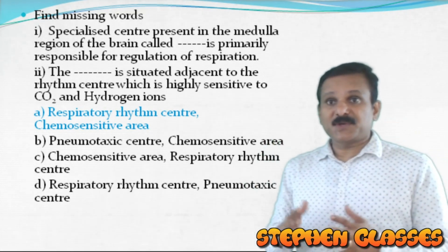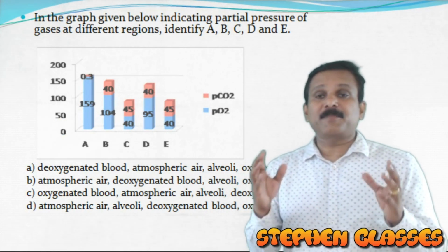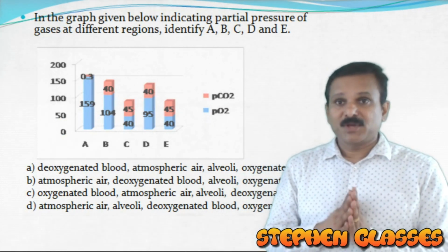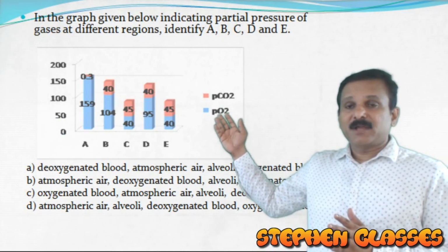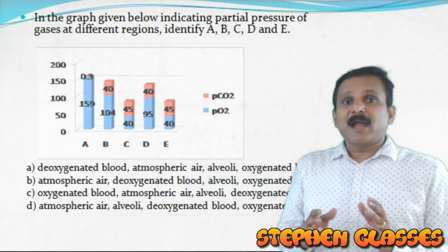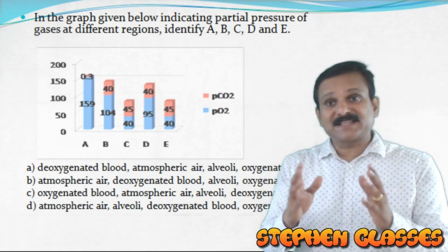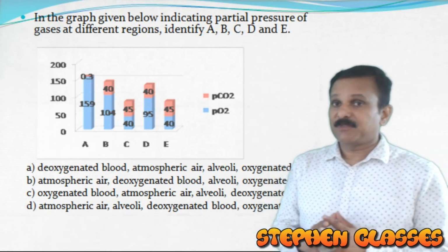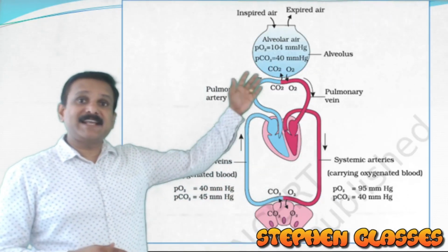Shall we move to our next question? Yes. This is a question about the partial pressure at different regions. Sometimes they will give a graphical representation like this, and you should know about the blood vessels and the type of blood present in different blood vessels. You have to keep that in your mind. For that we have a diagram. So this diagram given in your NCERT is very important.